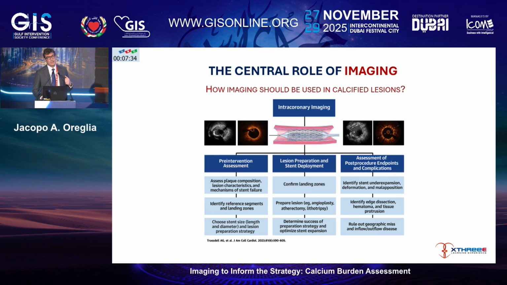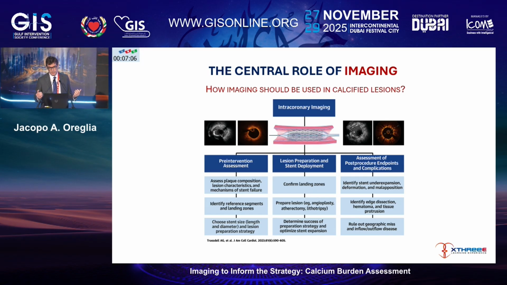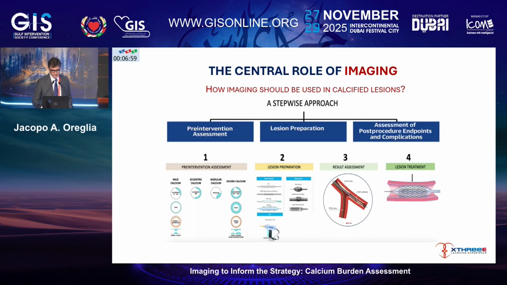Again, we should use imaging after lesion preparation because we want to be sure that our preparation was successful, and we need to do imaging to assess if the calcium has been, for example, broken, if landing zone have changed or not, and if we think that our strategy is ready for stent delivery. And at the end of the procedure, again, we should use imaging to assess the possible problems with stent under expansion, deformation or malapposition, and also to identify edge dissections and rule out any geographic miss.